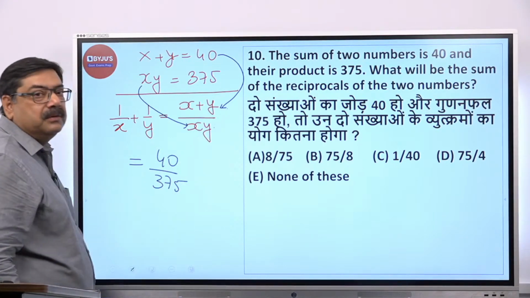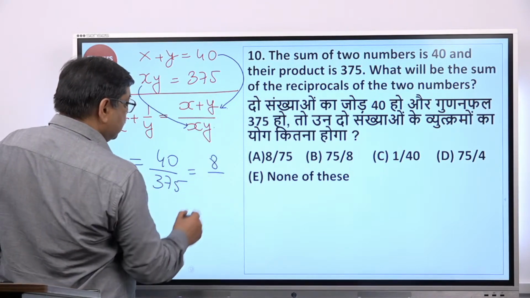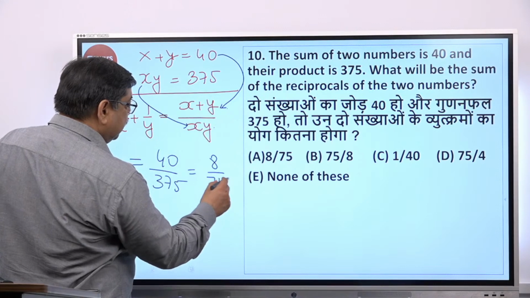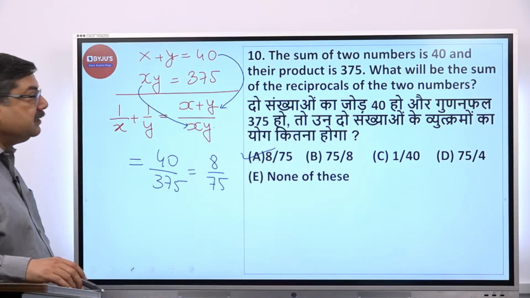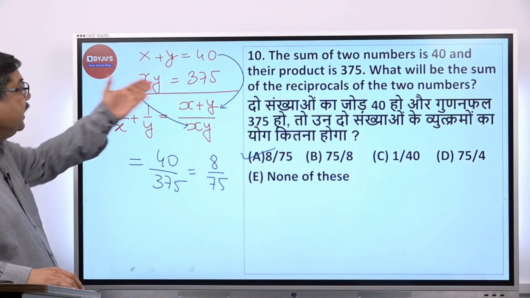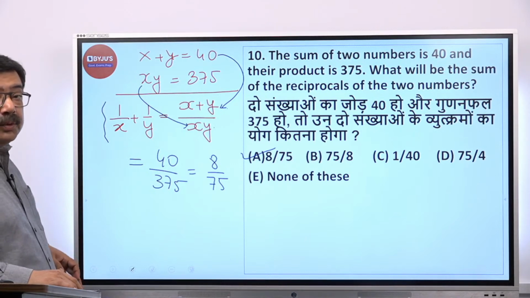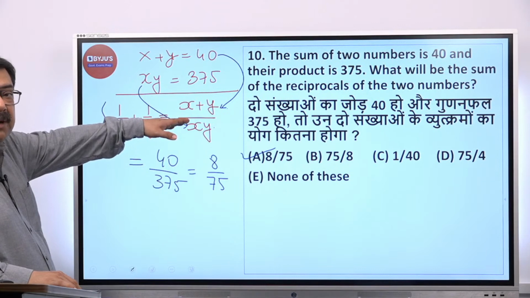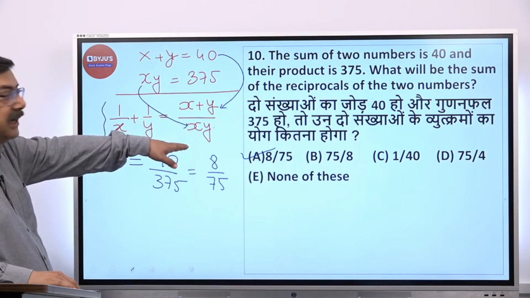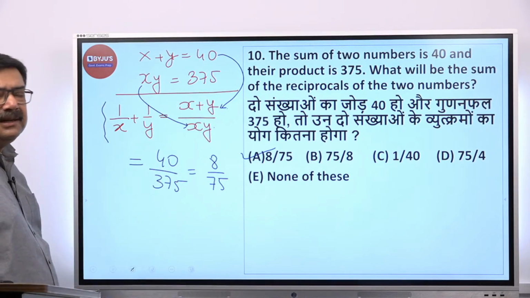That's all that you need to do. Reduce it further. Yes, you can. 5 into 8, so 5 sevens are and then 5. Okay, so 8 by 75 is the answer. Already given, x plus y is given, xy is also given. So it asks for the sum of reciprocals. If you add up the reciprocals, they become x plus y by xy. x plus y is given 40, xy is given 375. Just substitute. That's it.